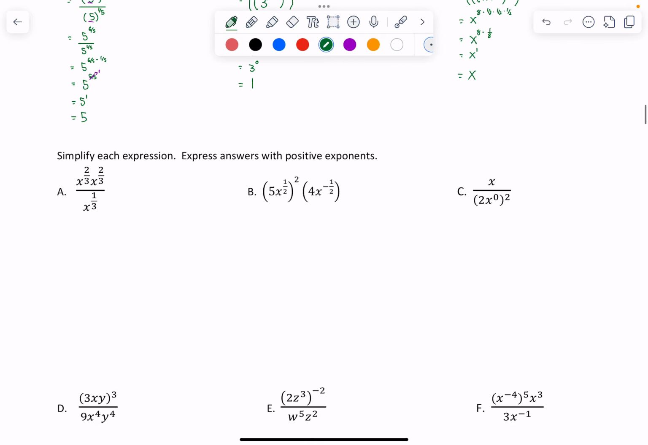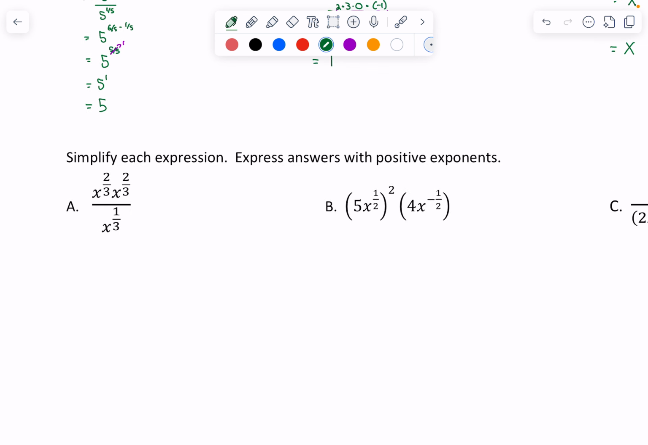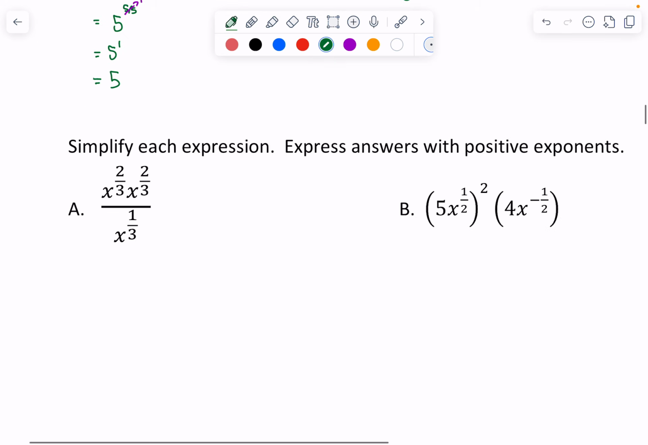So let's keep going. Simplify each expression. Express answers with positive exponents. All right, so A, we have a bunch of x's being put to different fractional exponents. So we have same bases, and they're being multiplied and divided. So let's just use our product and quotient rules.